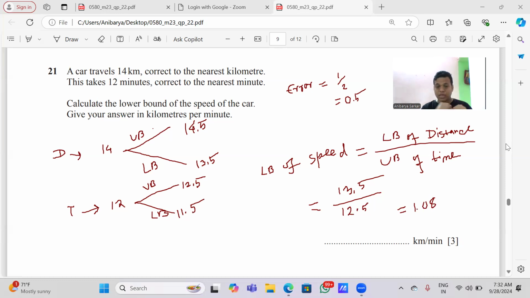Hope you understood. This type of question is a little bit confusing. Lower bound of speed or upper bound of speed. So that time you remember, lower bound of speed means upper bound of time. That means you take much more time and distance is very smaller. That means you reduce your speed of the bike. So lower bound of speed equal to lower bound of distance by upper bound of time. Okay. Now we will go to the next question.